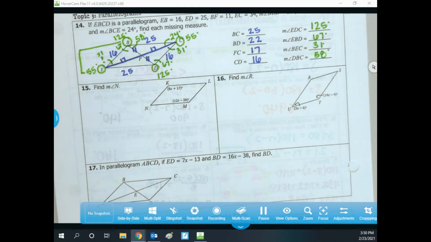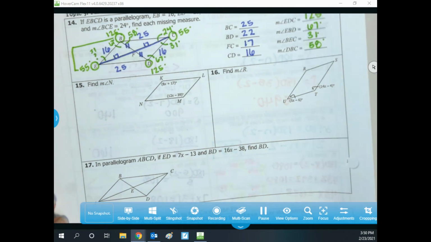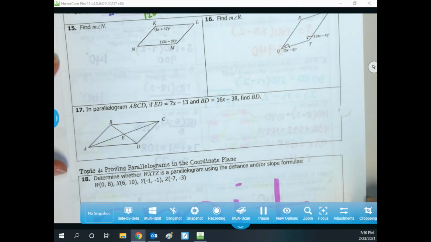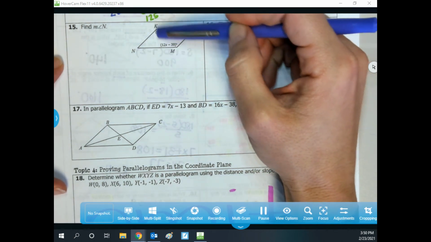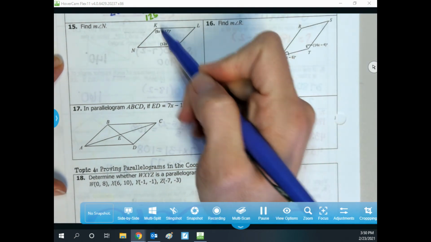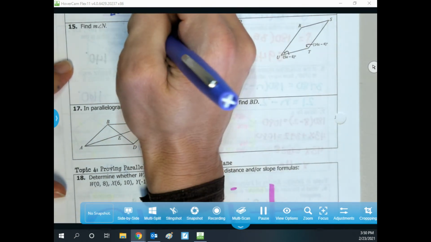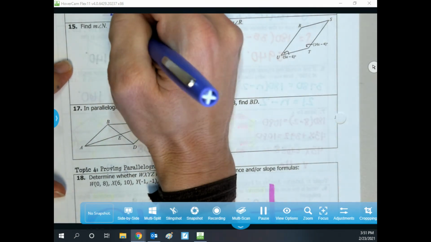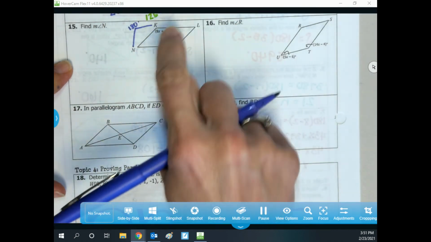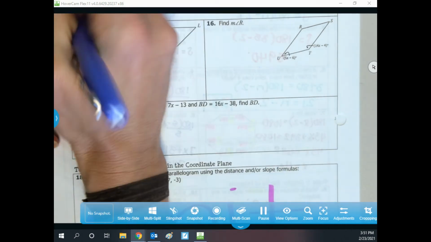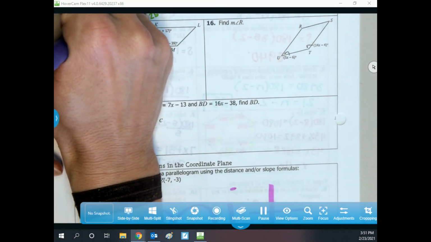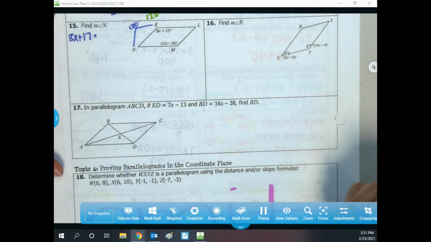All right, moving on to number 15. Number 15 says, find the measure of angle N. So first of all, taking a look at what we have, we know that these two angles are equal to each other. And if we can solve for x, we can plug it back in, and then we know that n and k have to add up to be 180. So then whatever k is, I can subtract and get angle n. So 8x plus 17 equals 12x minus 39.